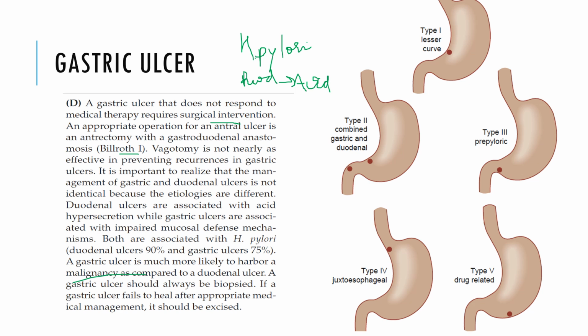These are the types of gastric ulcer: type 1 in the lesser curve, type 2 combined gastric and duodenal, type 3 is in the prepyloric, type 4 is juxtaesophageal, type 5 is drug related anywhere in the stomach. Why are we classifying this? Because the treatment can differ. When you are having an ulcer here, or when you are having an ulcer here, the treatment may vary, and the surgical management may vary.